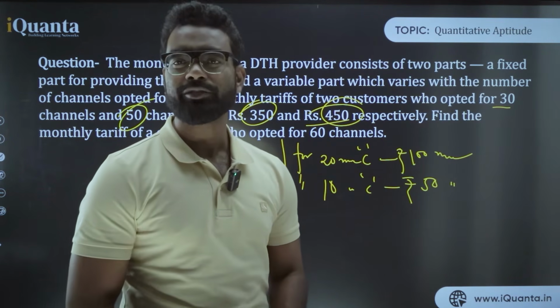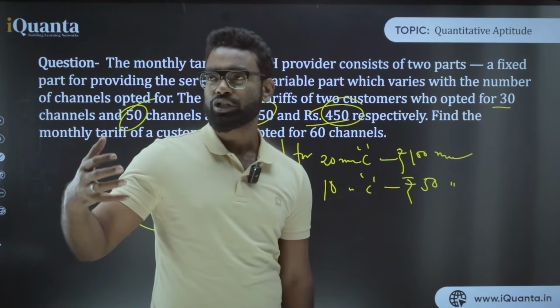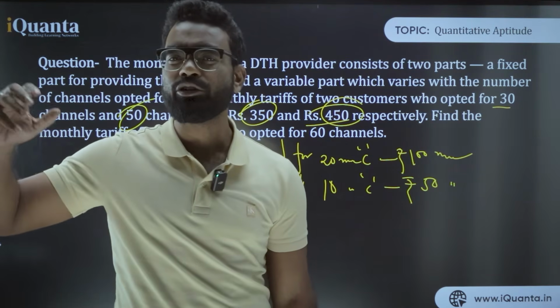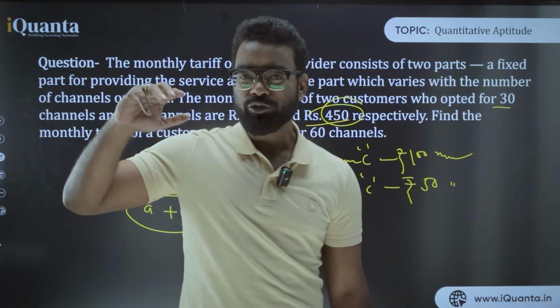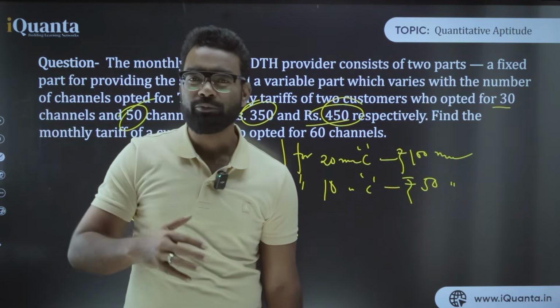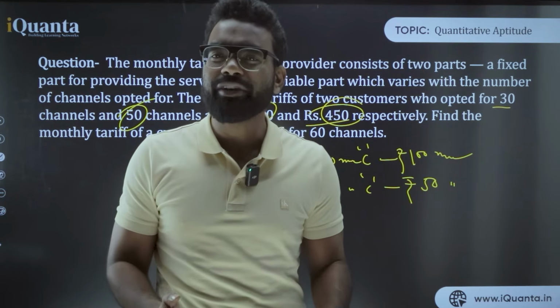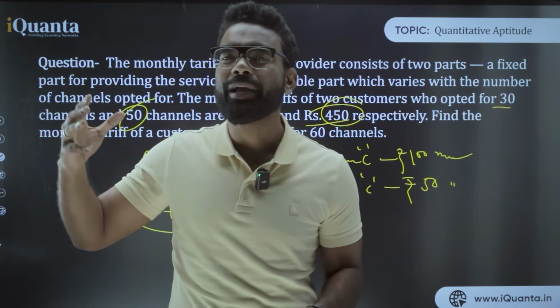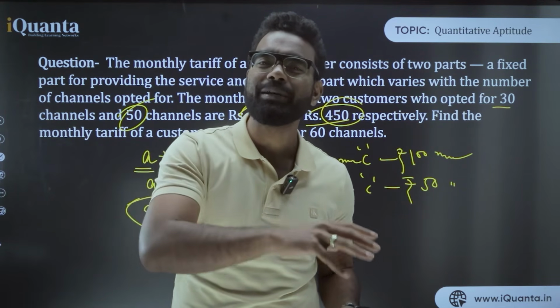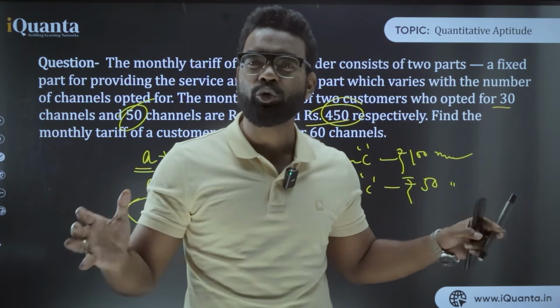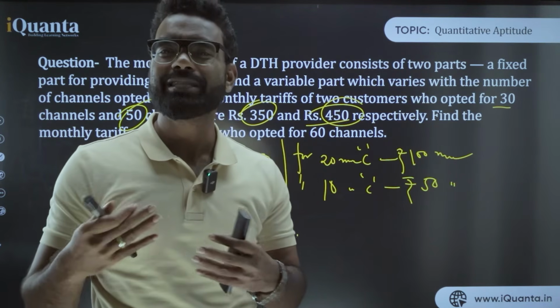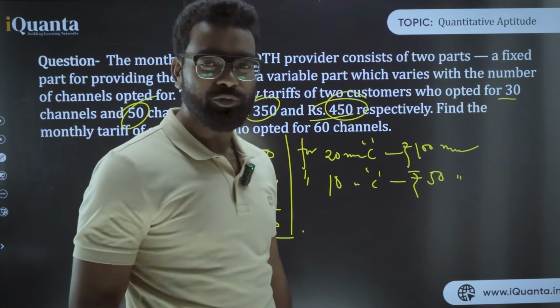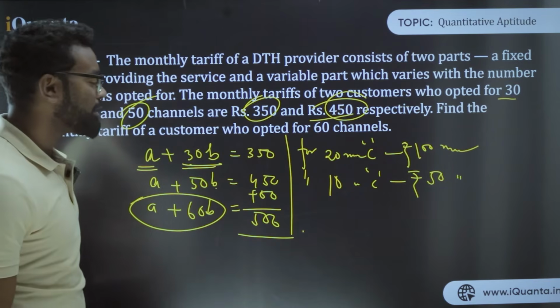So you have understood how I solved it. First I just make sure that for 20 more channels, I need to pay 100 more. So for 10 more channels, I need to pay 50 more. So whenever I'm having 50 channels, I have to pay him 450. So for 10 more channels, I have to pay him another 50 rupees. So 450 plus 50 total becomes 500. So this is basically what is happening. I hope you understand and you love this kind of methods, whatever I'm trying to do.